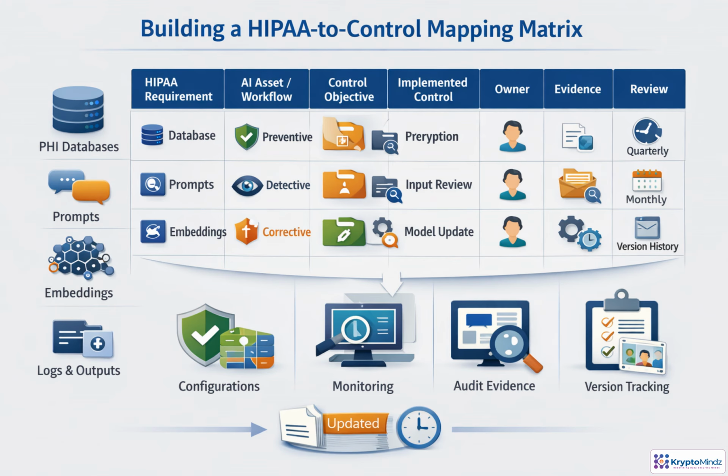A mapping matrix is where that translation becomes practical. Each requirement should connect to the AI workflow it affects, the control objective, the configuration or process in place, the accountable owner, and the evidence an auditor can verify. Be specific about PHI locations, including prompts, embeddings, logs, outputs, backups, and training data. Label controls as preventive, detective, or corrective, and maintain review cadence and version history so changes remain traceable over time.